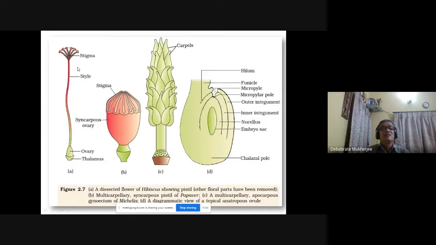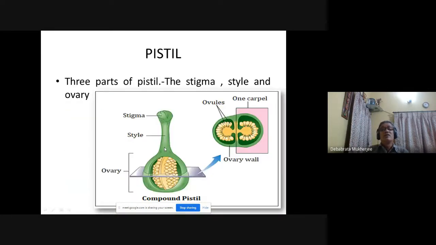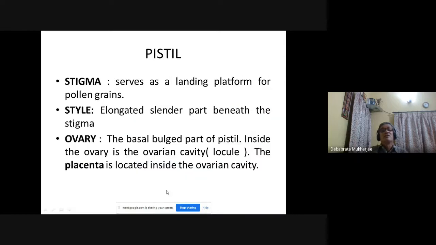Here is a pictorial representation. You see stigma, style, and ovary, and the variations are found. So the three parts of a pistil are shown here: stigma, style, and ovary. So now, the stigma's function.